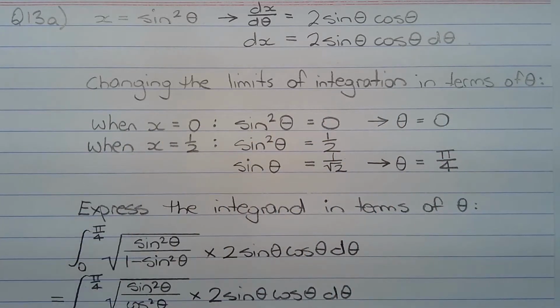When x equals 0, sine squared theta equals 0, and solving for theta, we have theta equals 0. And when x equals half, sine squared theta equals half. Taking the positive square root of both sides, we have sine theta is equal to 1 over the square root of 2. Taking the inverse sine of both sides, we have theta is equal to pi over 4.